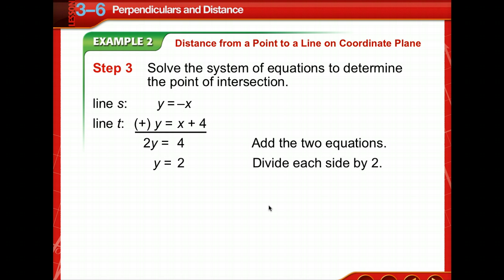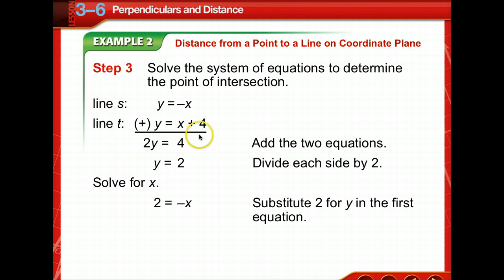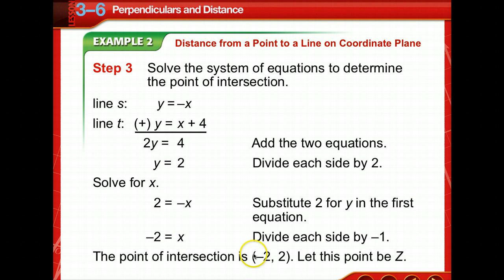We solve for y. Now we substitute back into one of these original equations so that we can find out, we're going to substitute in for this one so that we can find out that x is -2. So we know that the point of intersection is (-2, 2). They're labeling this point Z.